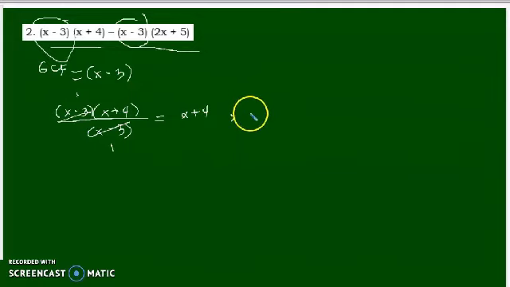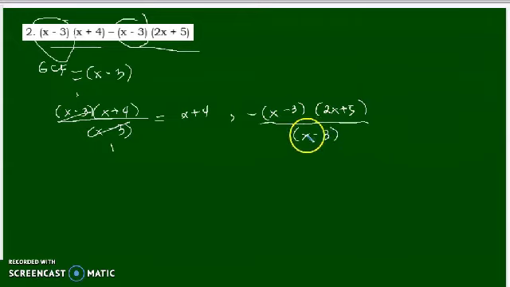Next, the second term is negative times the quantity of x minus 3 times the quantity of 2x plus 5. Again, divided by the GCF, which is x minus 3. So x minus 3 divided by x minus 3, cancel, that one becomes 1 over 1. So negative 1 times the quantity of 2x plus 5 is equal to negative the quantity of 2x plus 5.